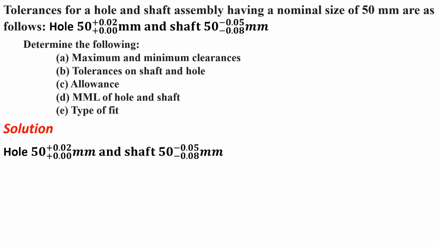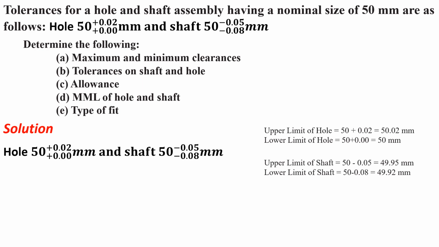So in the data it is given the nominal size is 50 and also given the limits of the hole and the shaft. So here upper limit of the hole is 50 plus 0.02, which is 50.02 mm, and lower limit of the hole is 50 plus 0.00 mm, which is 50 mm, and the upper limit of the shaft equal to 50 minus 0.05 mm, which is equal to 49.95 mm, and lower limit of the shaft equal to 50 minus 0.08 mm, which is equal to 49.92 mm.